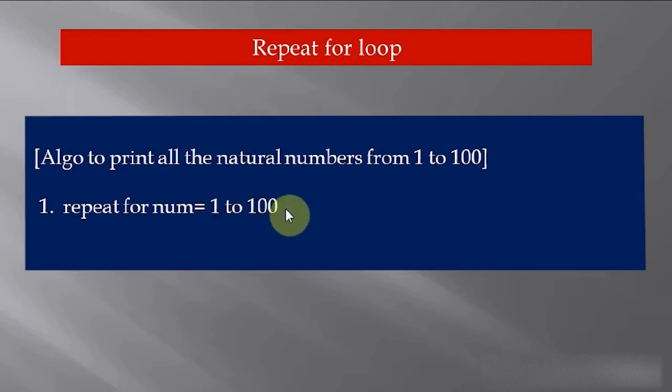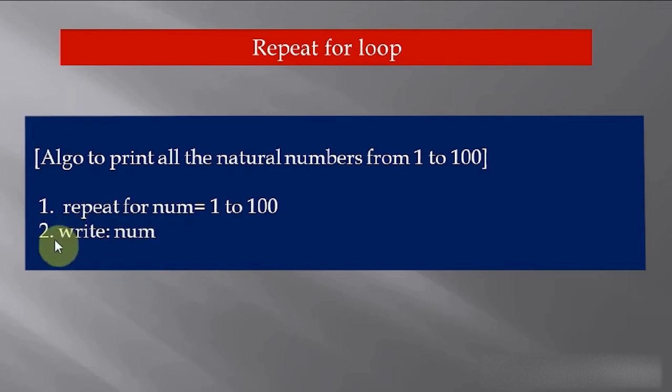So repeat for num is equal to 1 to 100. Again, let me explain it. It means there is a variable called num. Basically it's a counter variable, the value of which will be automatically initialized with 1, and each time the loop executes, its value will be incremented by 1 automatically, without our having to write set num colon is equal to num plus 1.